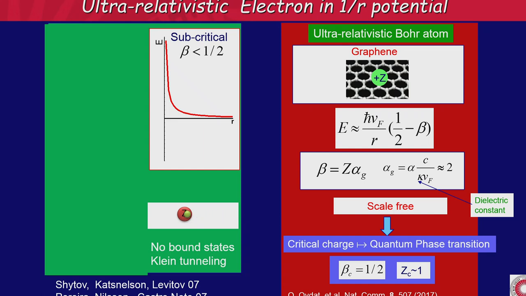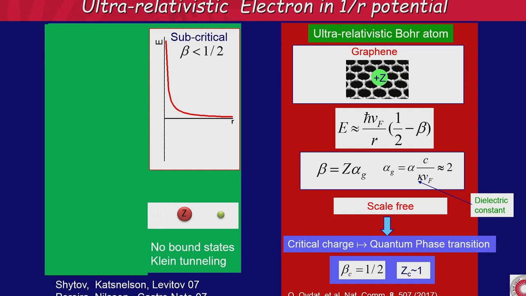Okay, so now let's take small charge. Beta is less than the critical. What we have, the total energy as function of position goes like this. Remember, this is radius. So the electron just goes through. When it comes in from infinity, it just goes through there. It's basically not doing anything. It's not seeing it. So basically, we have no bound state. This is basically Klein tunneling. Okay, it just goes through. It doesn't see it. It doesn't get bound.